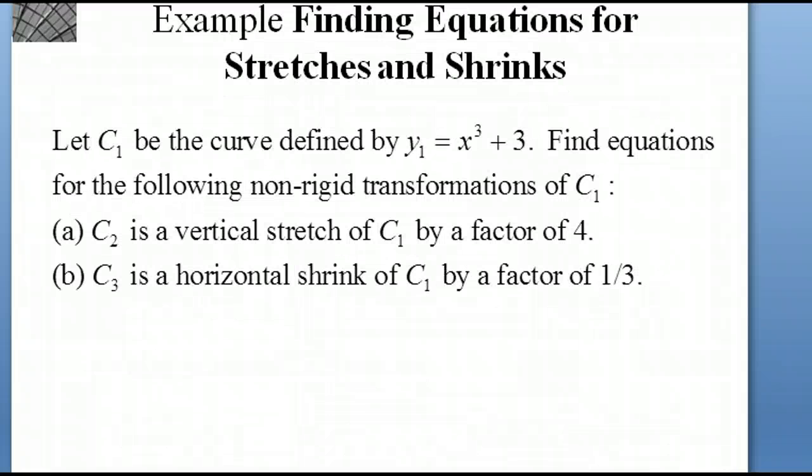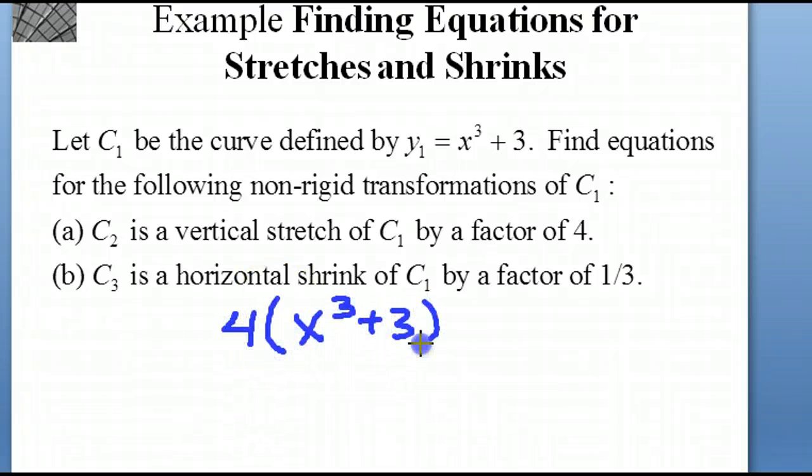So putting that knowledge to use, we've got our function y1 equals x cubed plus 3. If we want a vertical stretch by a factor of 4, the vertical stretch is with the y's and it's going to be outside the function, so it's going to be 4 times x cubed plus 3, which using the distributive property gives us 4x cubed plus 12, and that will be a vertical stretch by a factor of 4.